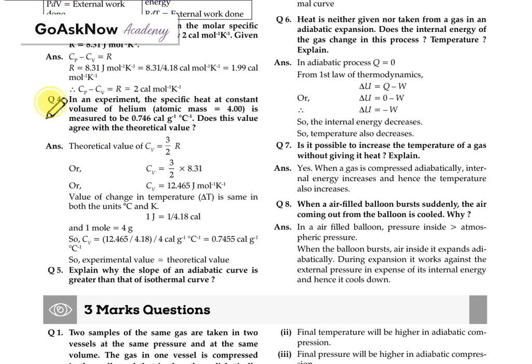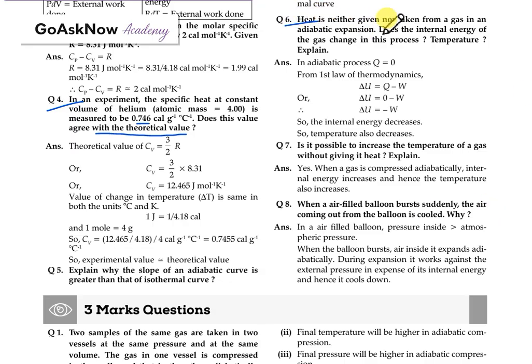Now, in an experiment, the specific heat at constant volume of helium, atomic mass 4, is measured to be 0.746 calorie gram inverse degree Celsius inverse. Does this value agree with the theoretical value? So, the theoretical value is Cv equals 3 by 2 R. So Cv equals 3 by 2 into 8.31. 1 mole is equal to 4 grams. We get Cv equals 12.465 upon 4.18. We have converted the value and here we get Cv equal to 0.7455 calorie gram inverse.